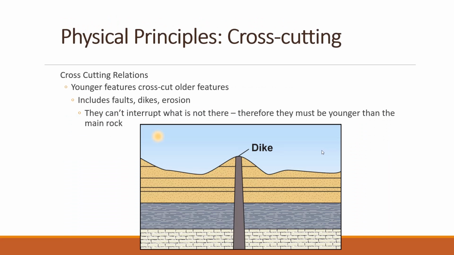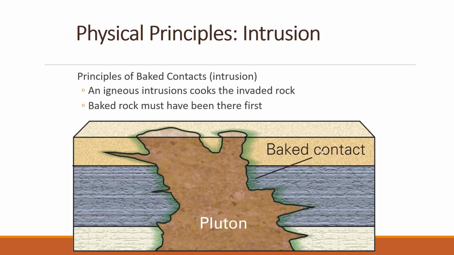Another physical principle is cross-cutting. So this says that the younger features cross-cut older features. So the thing that cuts across has to be younger than the thing it cuts. This is true for faults, dikes, erosion, anything that cuts across. Basically, you can't interrupt what isn't there. So therefore, the thing interrupting must be younger than the thing it interrupts. Again, pretty simple.